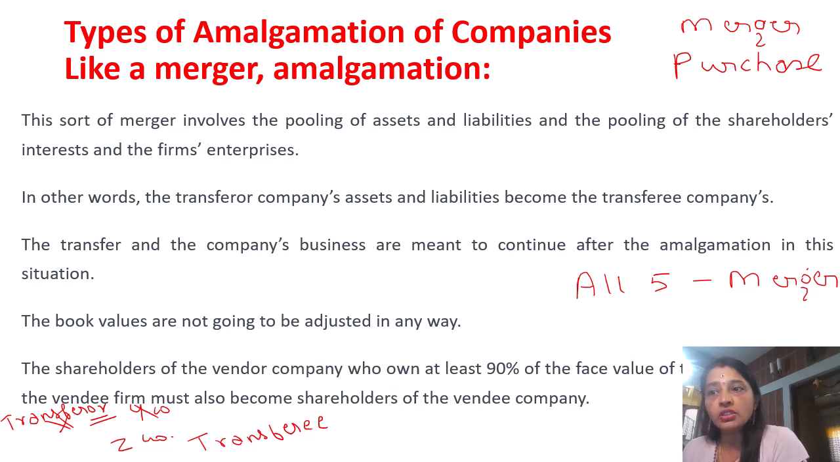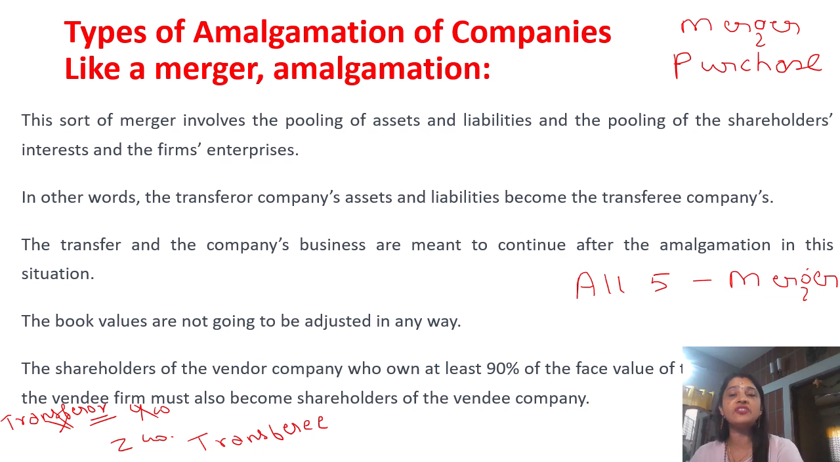Now, the business is carried on by the transferee company after amalgamation, or the shareholders of the transferor company become the shareholders of the transferee company after amalgamation. And the last condition is the purchase consideration should be discharged in the form of shares, and only a small amount of cash is acceptable. So the major part of the purchase consideration should be discharged only in the form of either preference shares to the preference shareholders and equity shares to the equity shareholders.